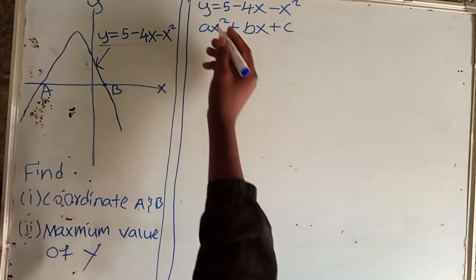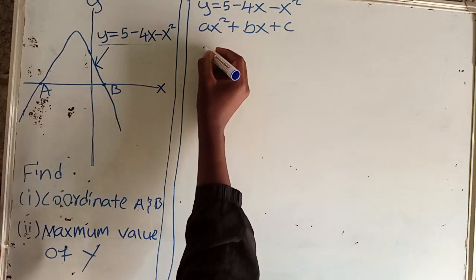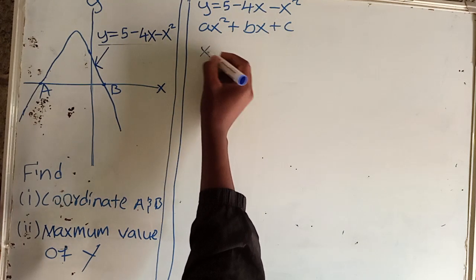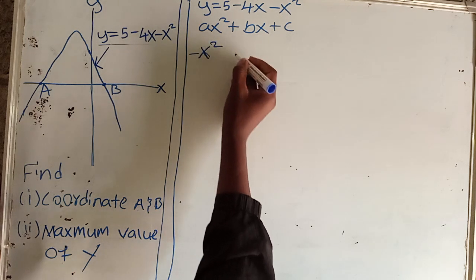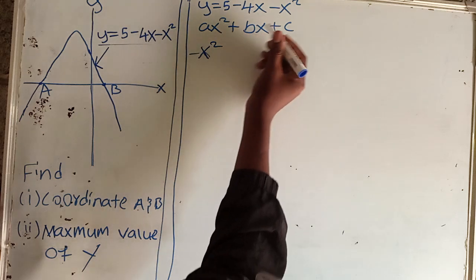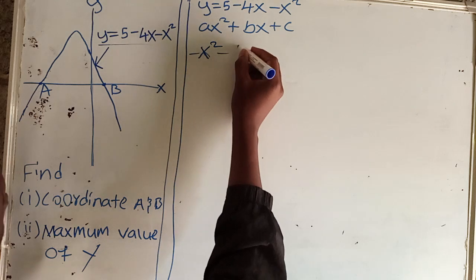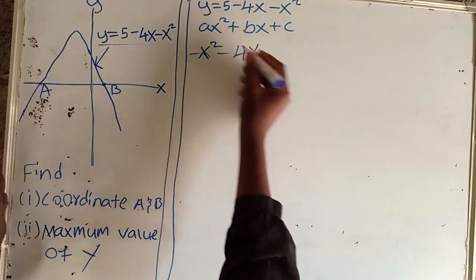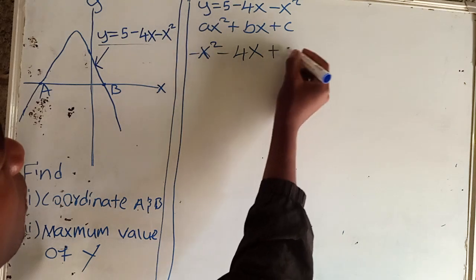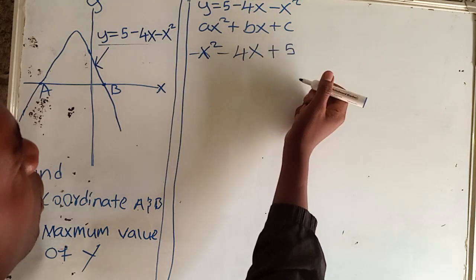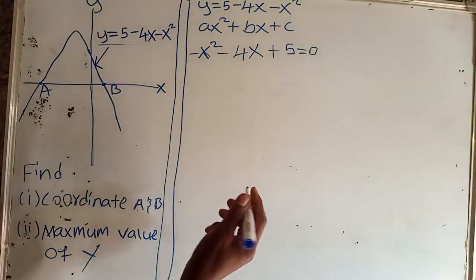So here what we are going to write, we are going to say this x squared will be here. We are going to say negative x squared, then we are going to write bx, it is negative 4x, and c, a constant, it is a positive 5. So is equal to 0. So this is the form of a quadratic equation.